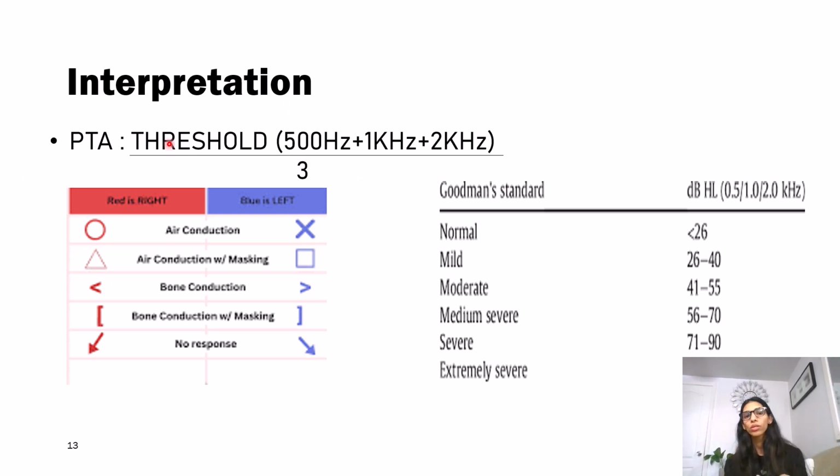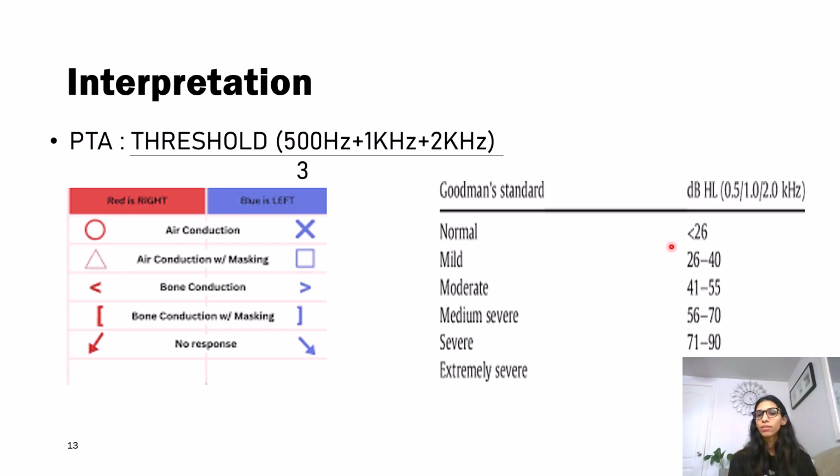Based on whatever pure tone average you get, you categorize it into the degree of handicap they have. Based on Goodman's standard, if they have a threshold below 26, that is up to 25, then they are normal.